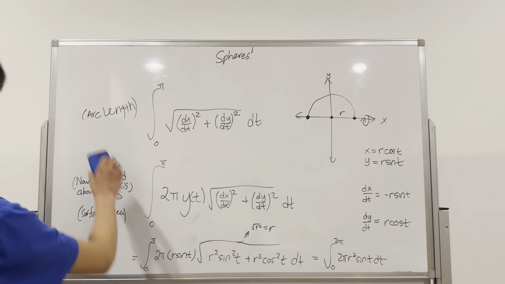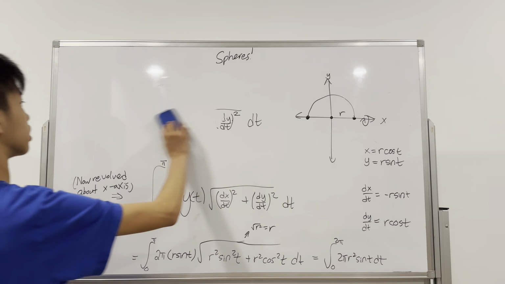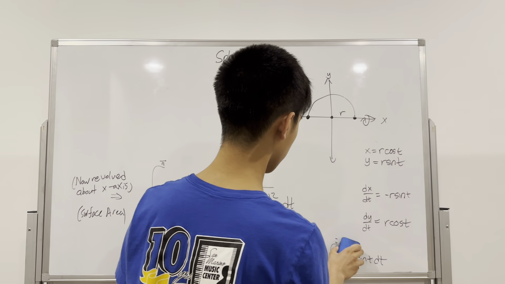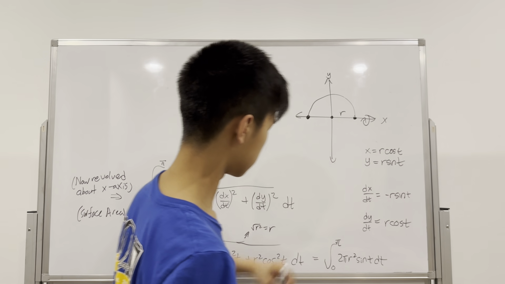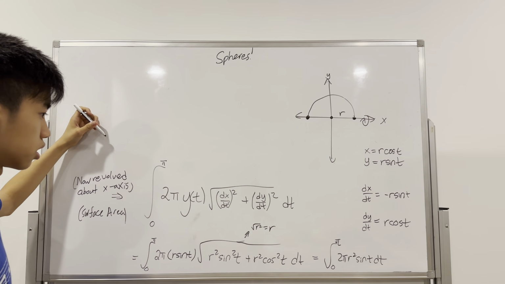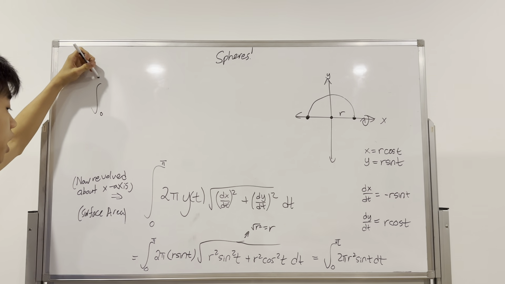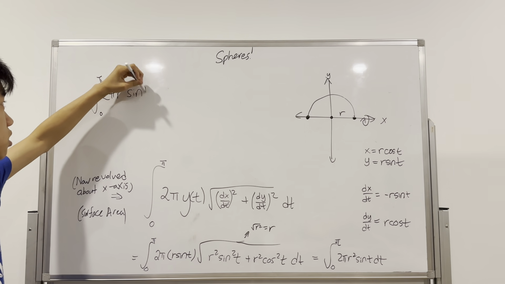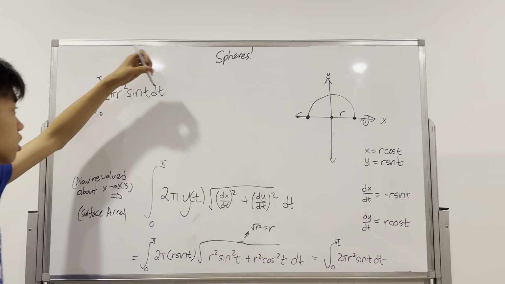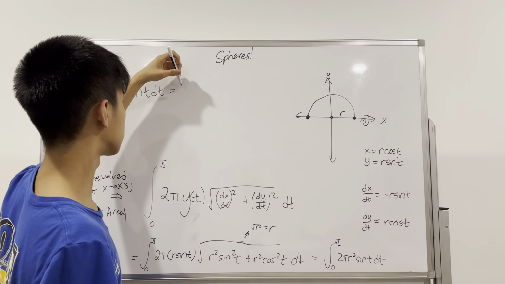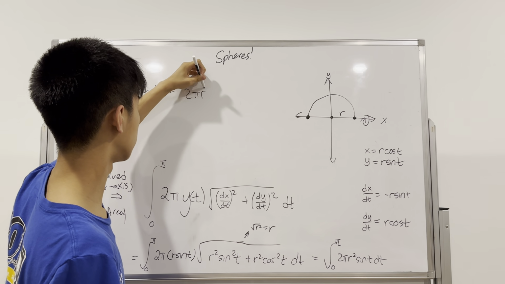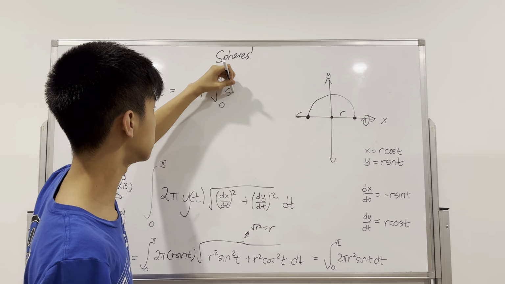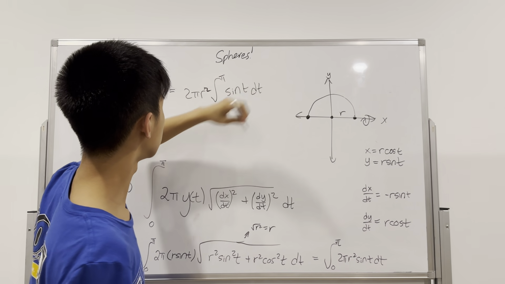Oh wait, sorry, I put 2 pi up here. This should be pi. So now we have the integral from 0 to pi of 2 pi r squared sine t dt. And we can just take out the 2 pi r squared and take the integral from 0 to pi of sine t dt.